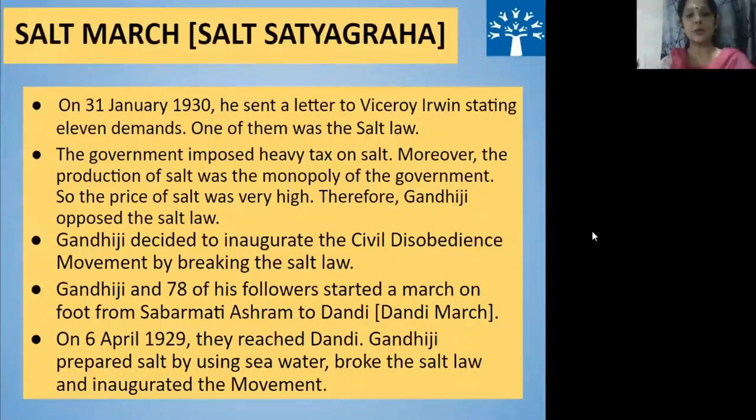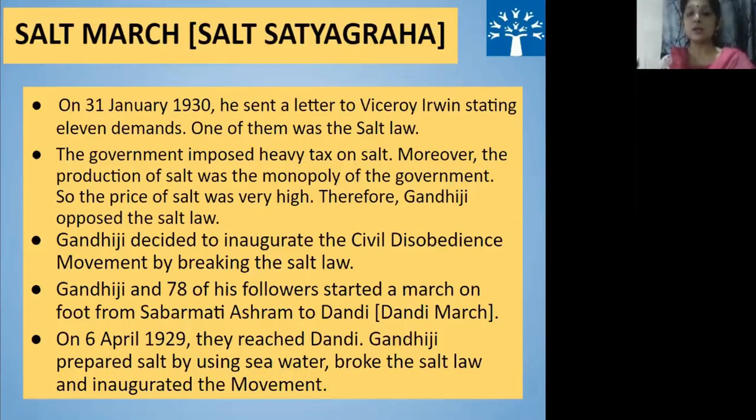On 31st January 1930, Gandhiji sent a letter to Viceroy Irwin stating 11 demands. One of them was the salt law. The government imposed heavy tax on it. Moreover, the production of salt was a monopoly of the government, so the price of salt was very high. Therefore, Gandhiji opposed the salt law.